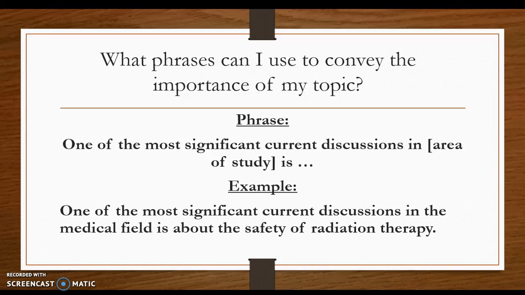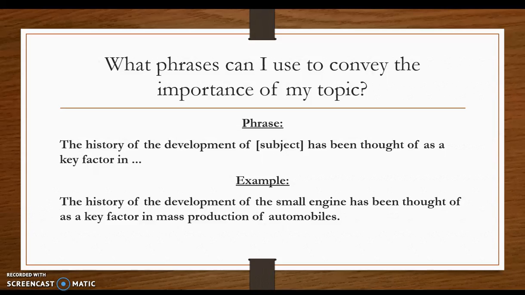The first one you'll see here is: one of the most significant current discussions in whatever area of study you might be discussing. So the class came up with: one of the most significant current discussions in the medical field is about the safety of radiation therapy. It's a pretty good sentence and it fits the template, and you really are saying this is important. This is important information that I'm about to tell you.